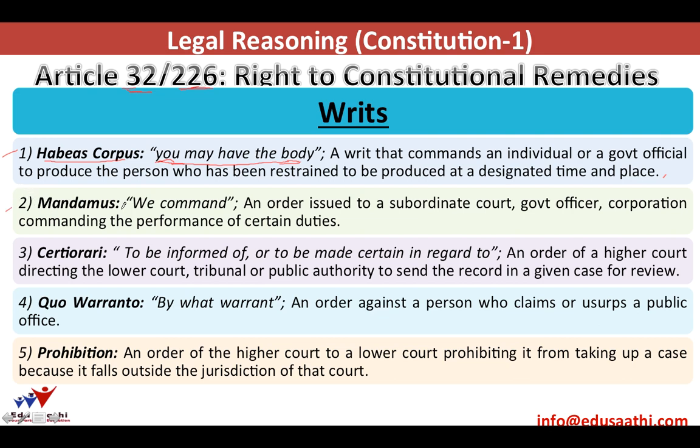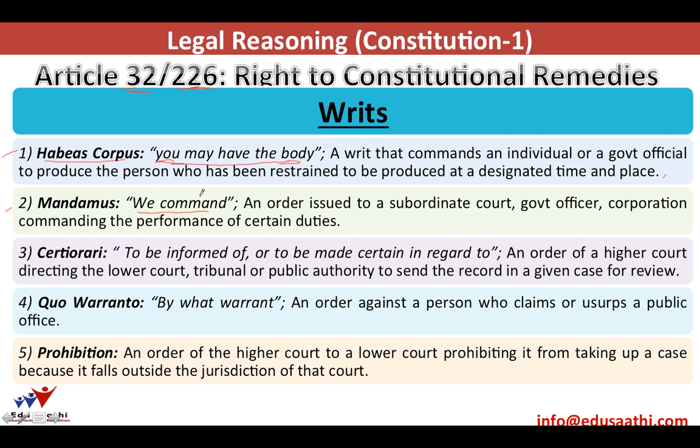Next writ is mandamus. Mandamus literally means we command. It is an order issued by the court to a subordinate court, government officer, or corporation, commanding them to perform certain duties. Whenever there are cases of non-performance of duties by government officials or subordinate courts, it could be courts under the district courts or any lower courts.